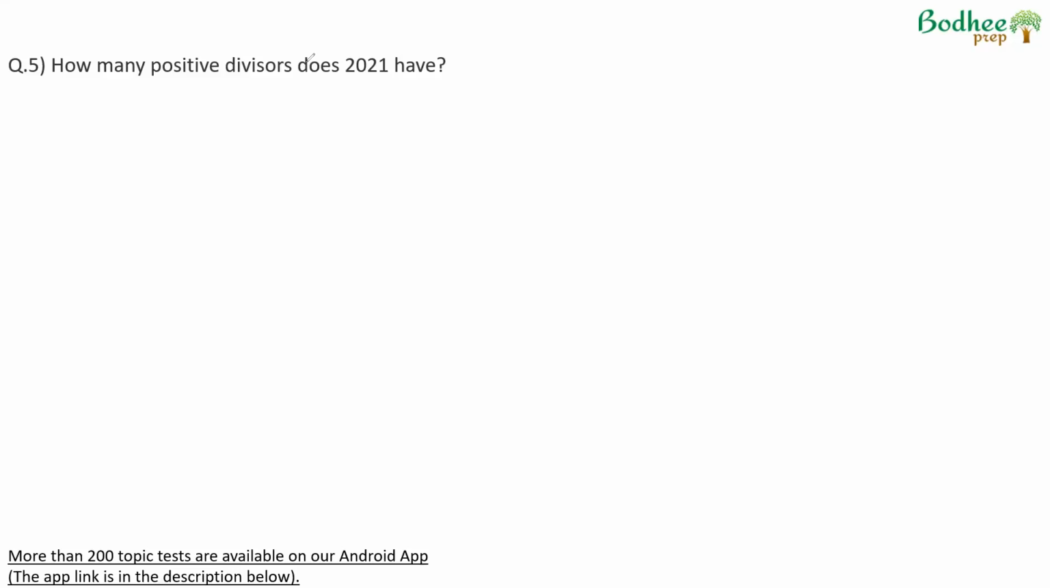How many positive divisors does 2021 have? So basically, you have to factorize 2021. 1, 2, 3, 4, 5, 6, 7 does not happen. If we look at the square root of 2021, this will be somewhere around 45, as 45 squared is 2025. So I start by looking at numbers near 45.